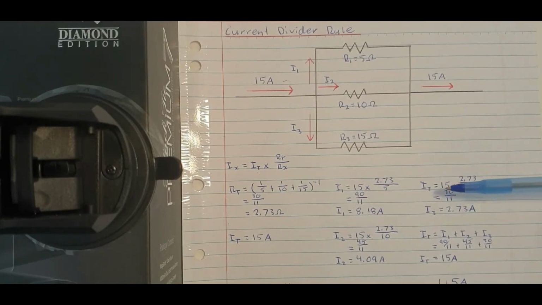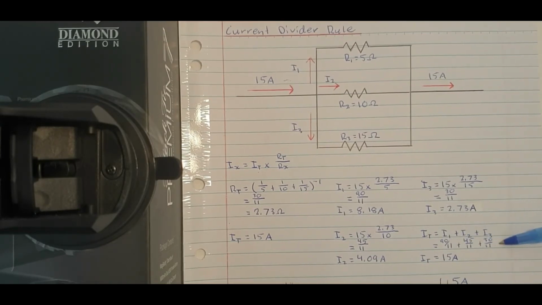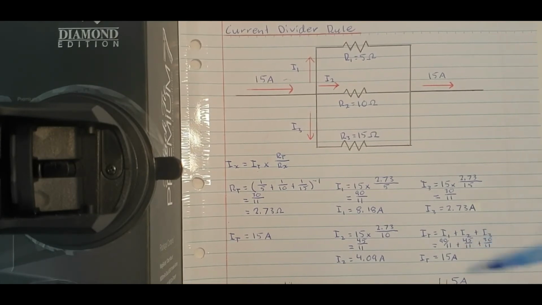Notice as we increase the resistance values, the current becomes smaller. We should also check by Kirchhoff's current law that the total current is indeed equal to the sum of each individual current component, which, using our exact values here, we do find is indeed equal to 15 amps.